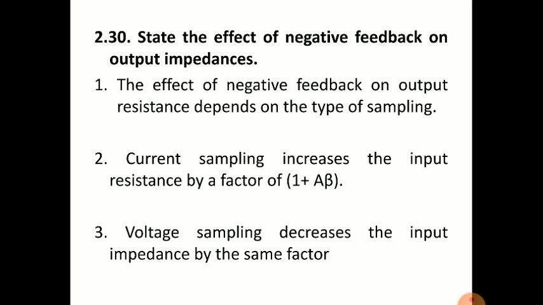Next, effect of negative feedback on output impedance. Here the effect of negative feedback on output impedance depends on the type of sampling. The sampling network, which is connected at the output, takes a sample from the output and gives it to the input network. The sampling can be either voltage or current, that is either shunt or series.